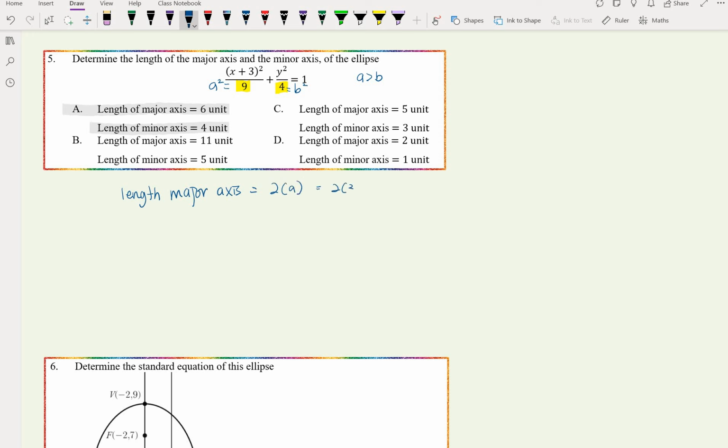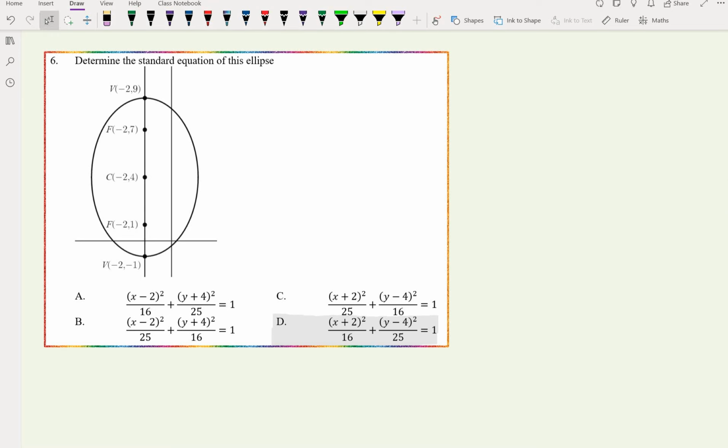So we will get 2 times 3, which is equal to 6. So the only answer that has 6 is A. If you still want to check, the length of your minor axis will be equal to 2 times B, which is 2 times 2 is equal to 4. Okay.